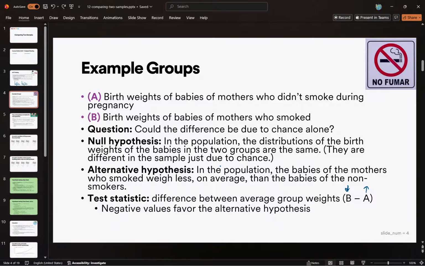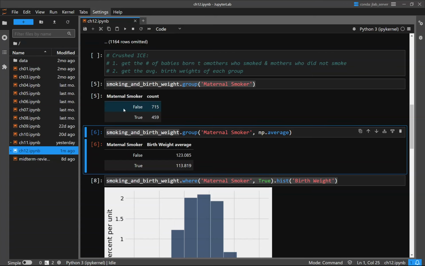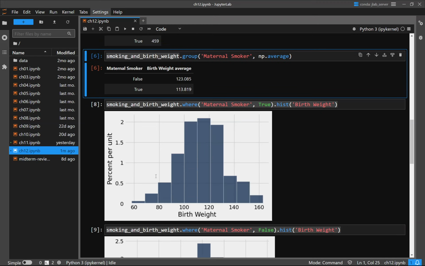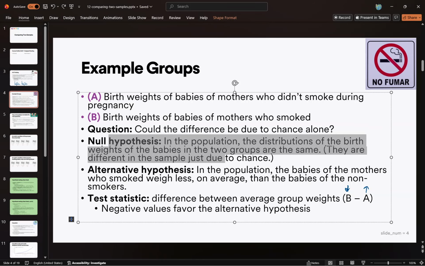Okay, so now the question is, how in the world are we going to simulate babies and try to compare things? Because we have a data set of mothers and the birth weights of their babies. How do we simulate more babies being born? Like, how does that make any sense at all? So here's what we're going to do. Here's how we're going to simulate the null hypothesis.